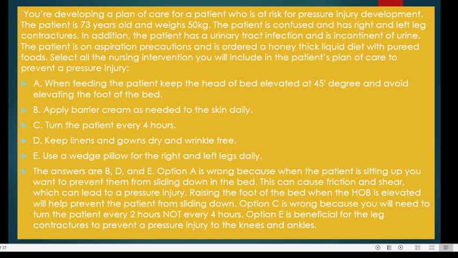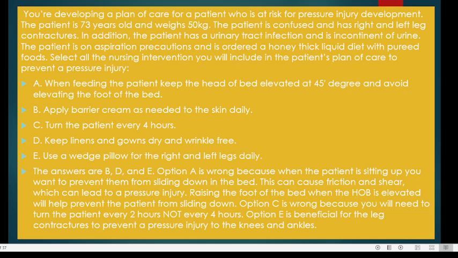Okay, guys, I have a question here. You're developing a plan of care for a patient who is at risk of a pressure injury development. The patient is 73 years old and weighs 50 kilograms. The patient is confused and has right and left leg contractures. In addition, the patient has a urinary tract infection and is incontinent of urine. The patient is on aspiration precaution and is ordered a honey thick liquid diet with pureed foods. Select all the nursing interventions you'll include in the patient's plan of care to prevent a pressure injury.